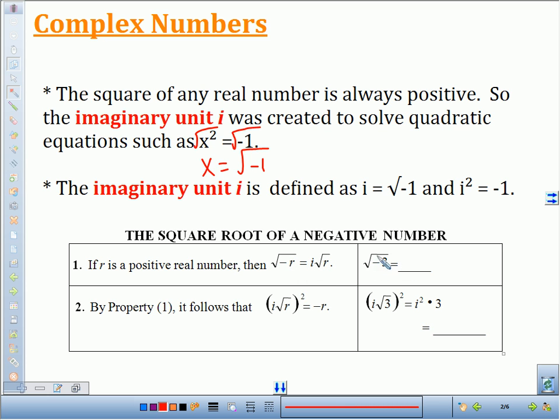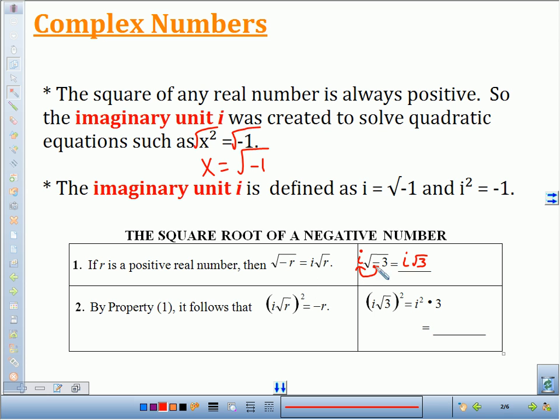So, for instance, square root of negative 3, we take this negative sign here, we remove it from underneath the radical, and it becomes i. When we do that, we get i square root of 3. The negative sign is removed, the 3 is left, and i sits out front.